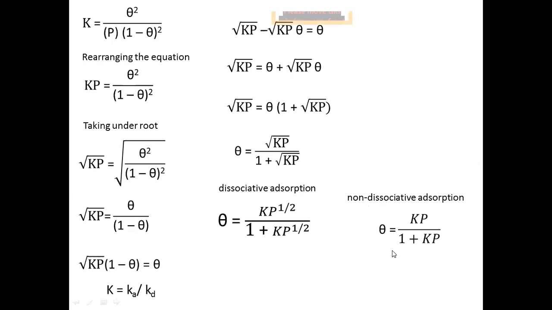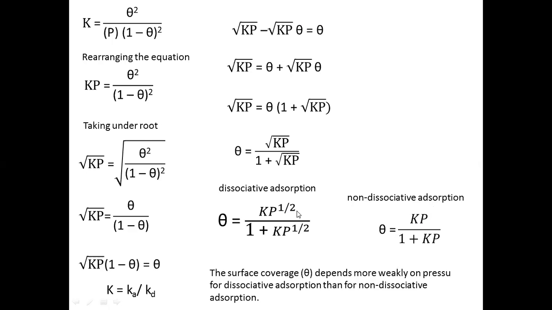So for non-dissociative adsorption, theta will be Kp over 1 plus Kp, and the pressure is going to change. Here the power of pressure is 1, and here the power of pressure is 1 by 2. And what is the outcome between these two equations? Surface coverage, that is theta, depends more weakly on pressure for the dissociative adsorption than the non-dissociative adsorption. That means the pressure is very important here.